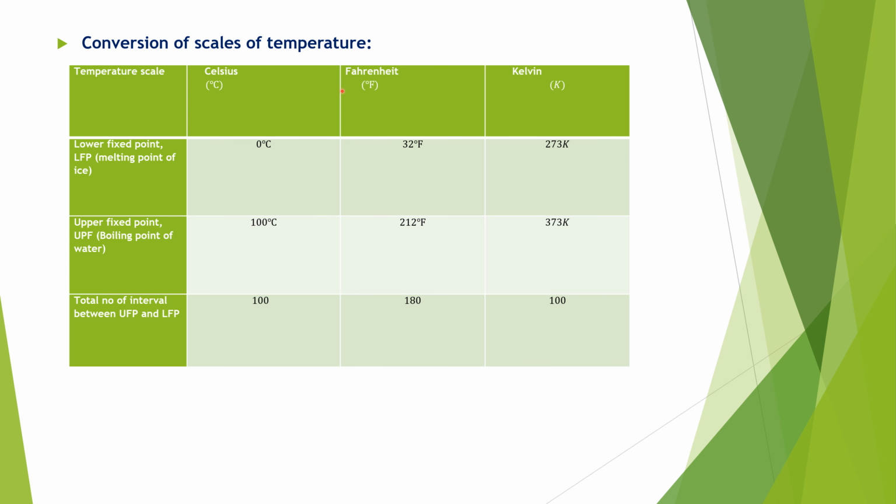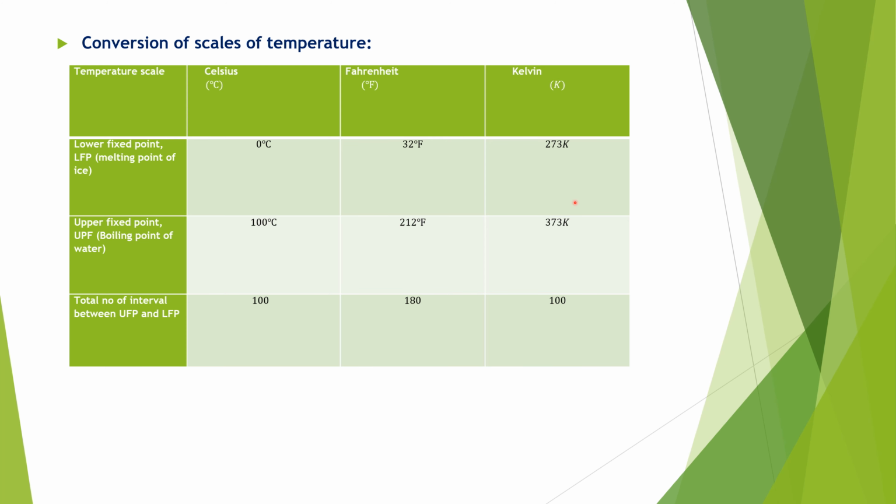For the Fahrenheit scale, the lower fixed point or melting point of ice is 32 degrees Fahrenheit, the upper fixed point or boiling point of water is 212 degrees Fahrenheit, and the total number of intervals between the upper and lower fixed points is 180. For the Kelvin scale, the lower fixed point is 273 Kelvin, the upper fixed point is 373 Kelvin, and the total number of intervals is 100.